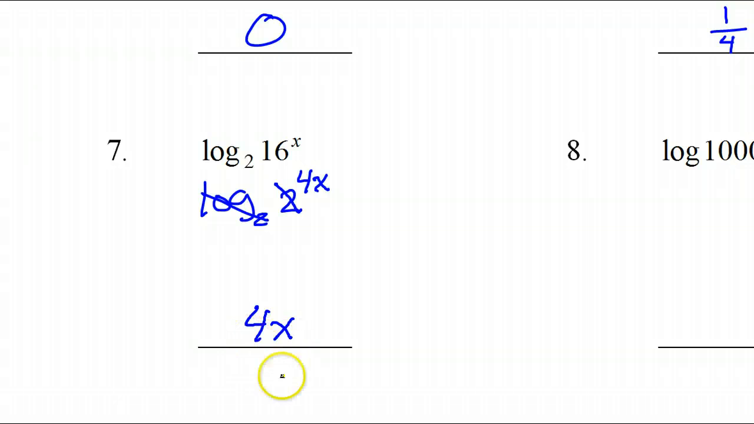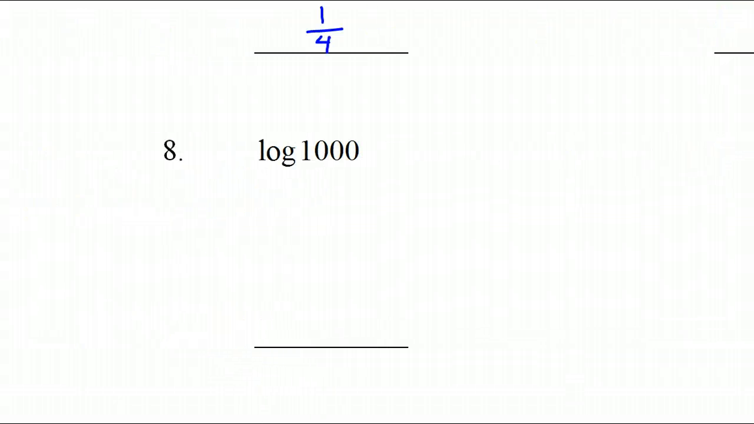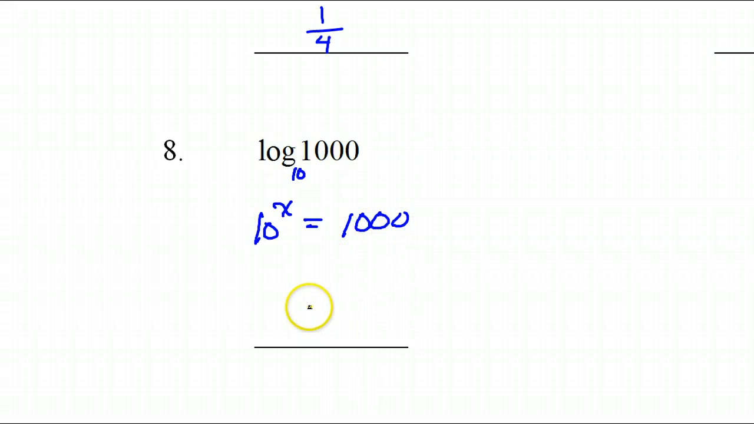Not just 4, 4x. Oh look, again with the invisible base 10. You ask yourself, 10 to the what power is equal to 1,000? Count the zeros. That's 3 zeros. That means 10 to the 3rd power is equal to 1,000. The answer is 3.